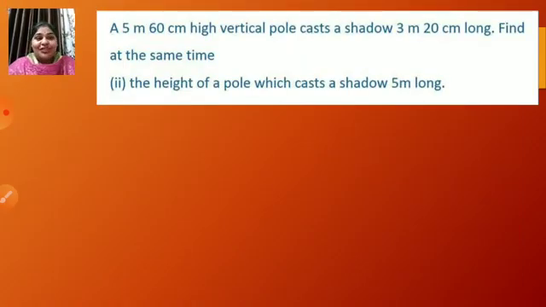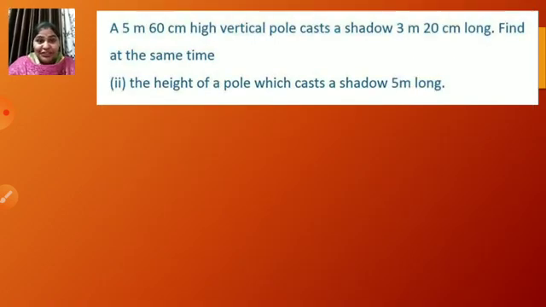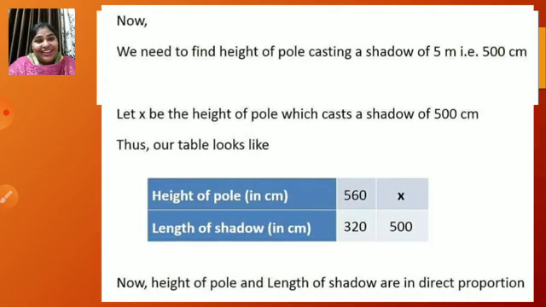In the same question, one more height of the pole is given, that is 5 meters long. So let us find. So this is how the table is. That is, height of the pole is asked when the length of the shadow is given 500. So once again I'll show you. The height of the pole cast a shadow of 5 meters long. Now here, shadow is given and height of the pole is asked, children. So height of the pole, let it be x, and the shadow is 500.